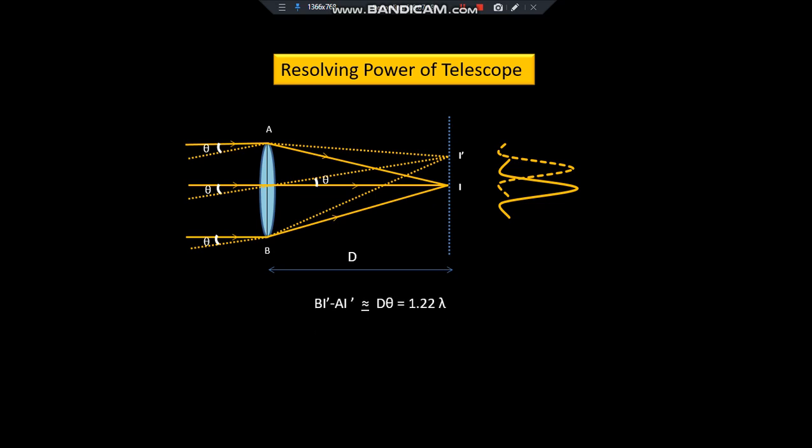So BI dash minus AI dash is almost equal to d into theta, which is 1.22 lambda. Resolving power R is equal to 1 upon theta, which is d upon 1.22 lambda. So that's the resolving power of a telescope.